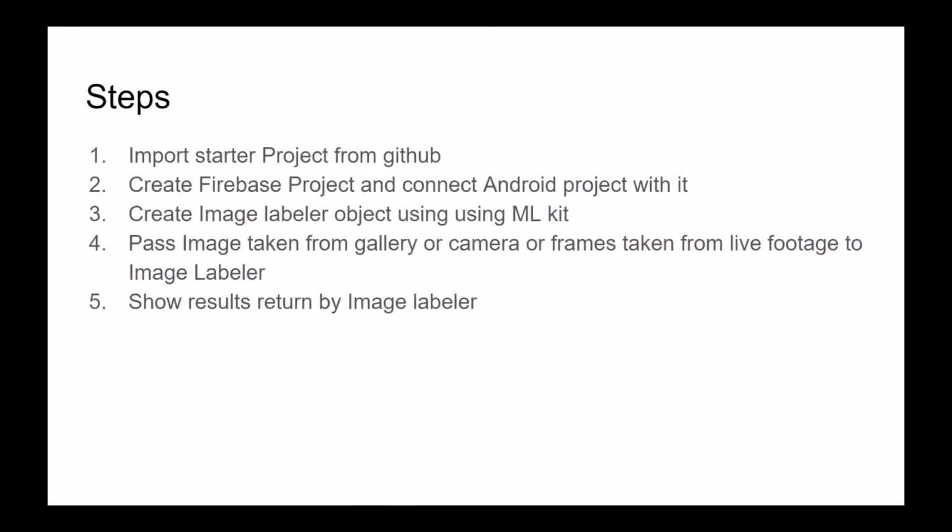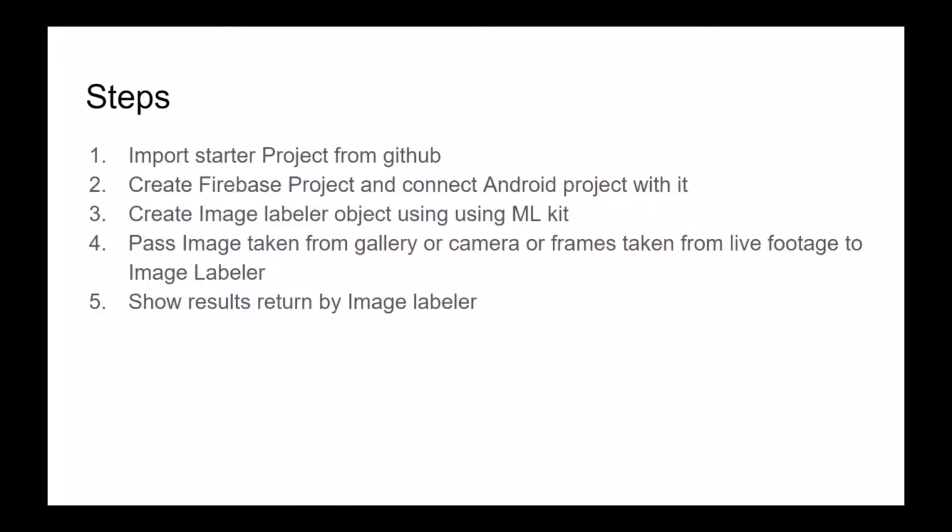In order to build these applications, we are gonna follow a 5-step mechanism. The first step will be importing our starter application code from GitHub. After that, we will create a new Firebase project and connect our Android application with it. Then we will create an image labeler object using Firebase ML Kit. And after that, we will pass the images taken from gallery or camera, or the frames of live camera footage, to our image labeler.